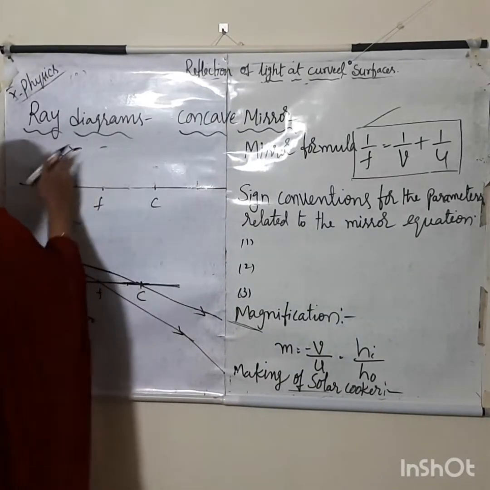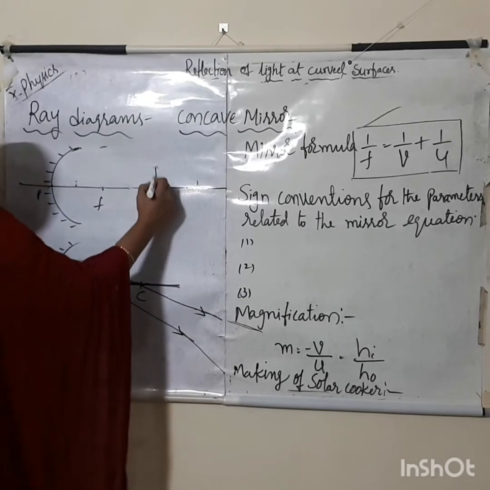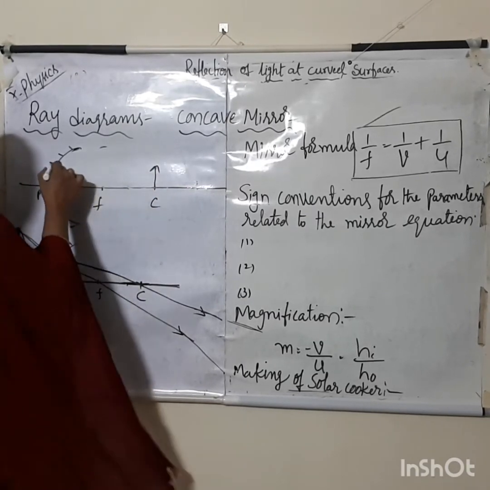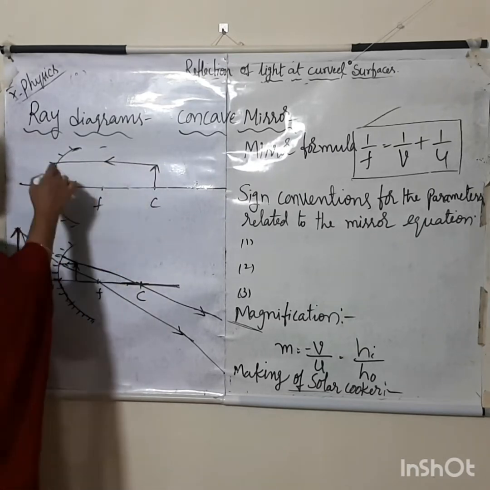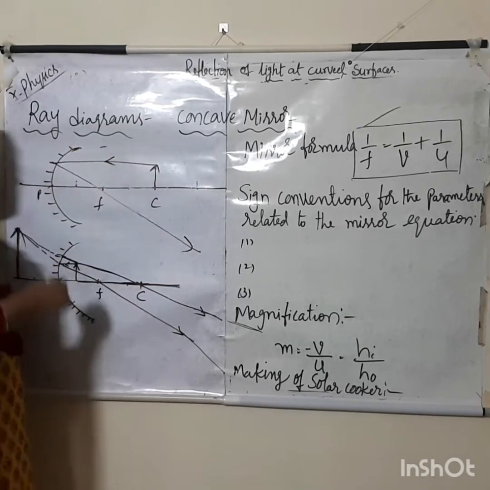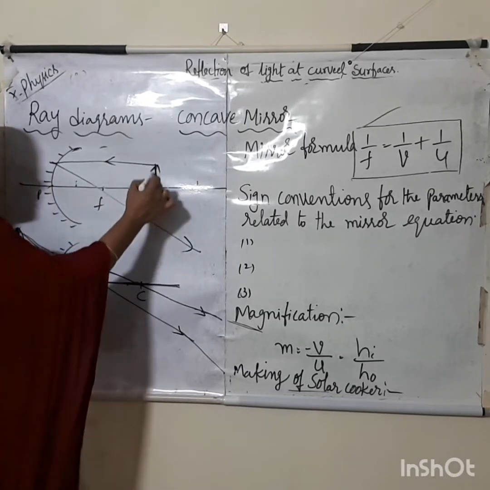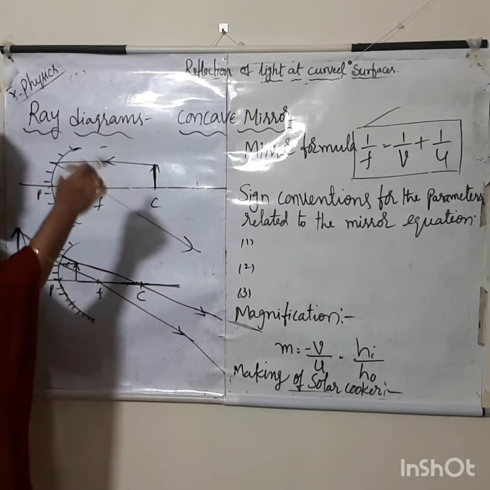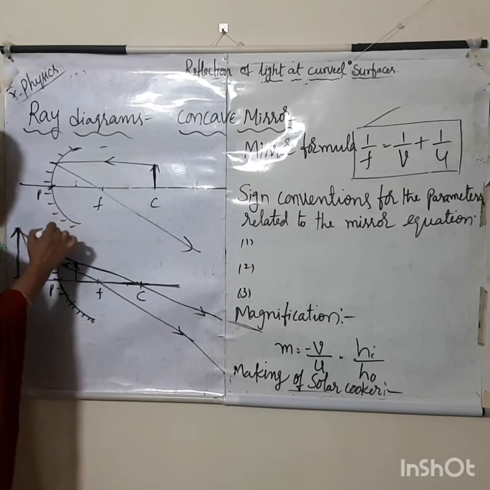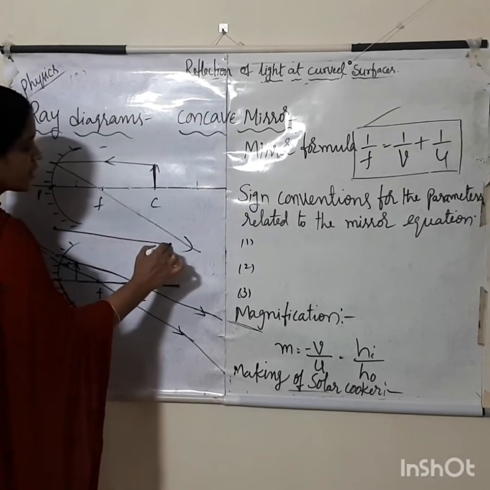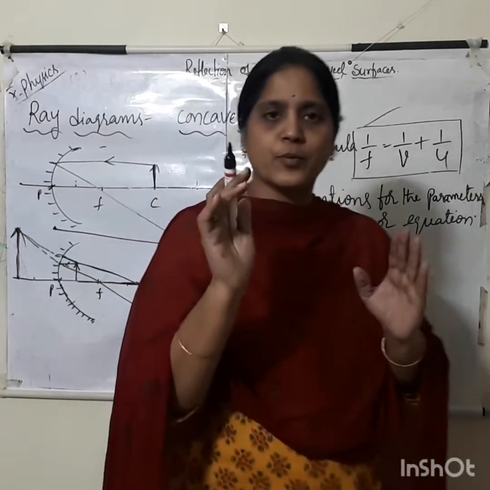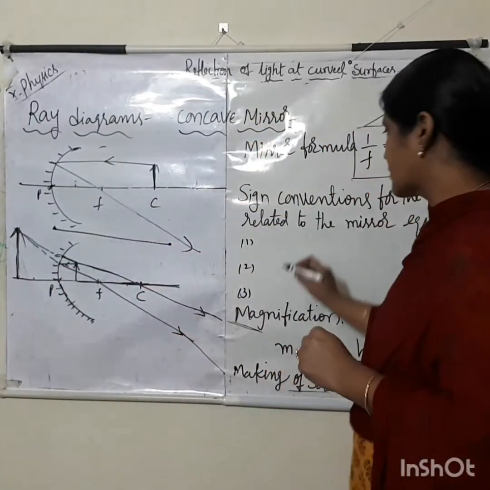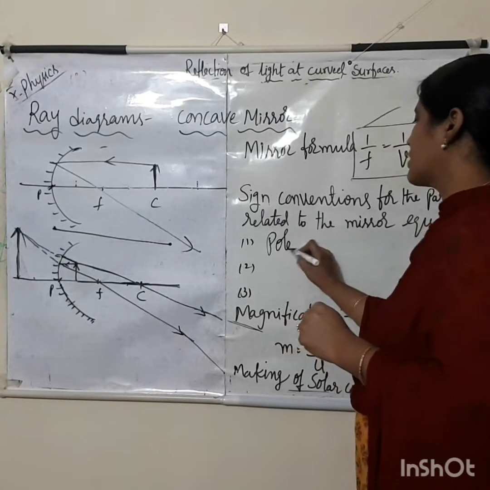Suppose I take a concave mirror, an object is placed here, and this is the incident ray, and it is passing through like this. To find the image distance, I should start from the pole to the image. Always, whatever distance you are measuring, you start from the pole. That is the first point.